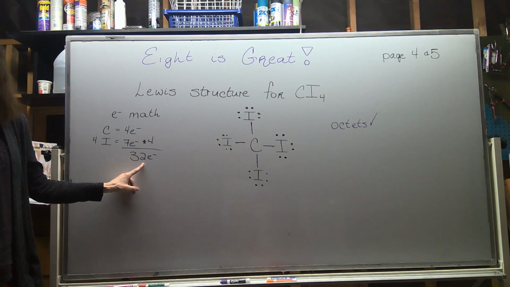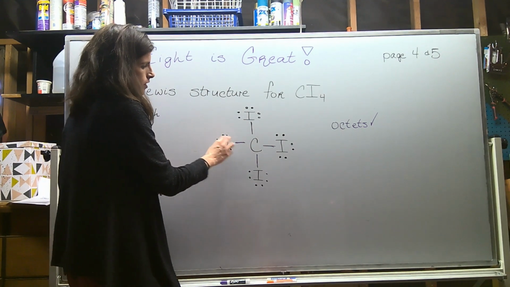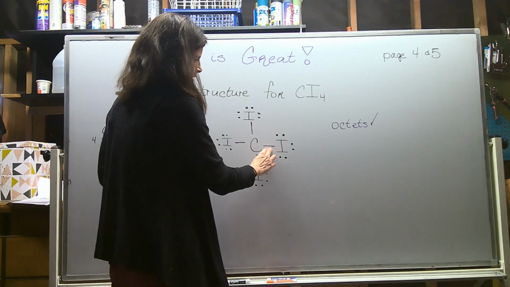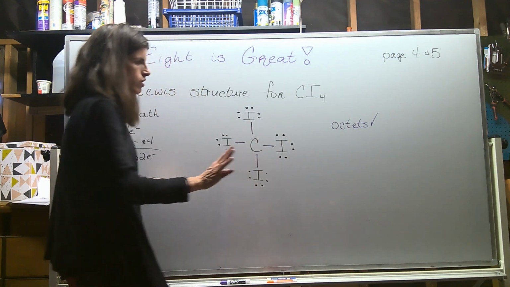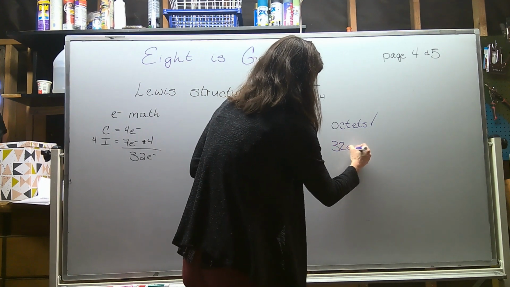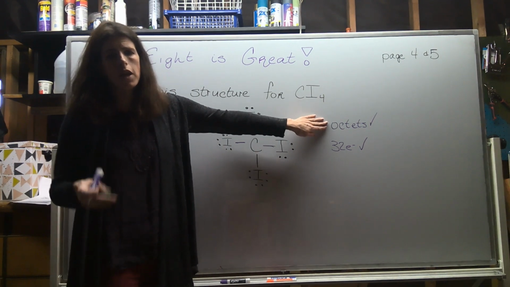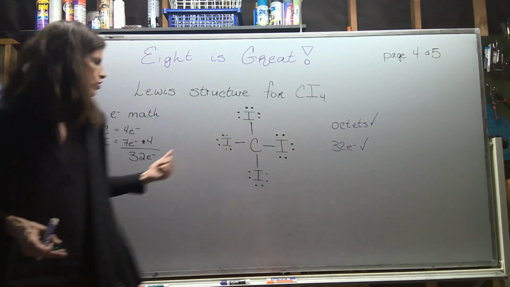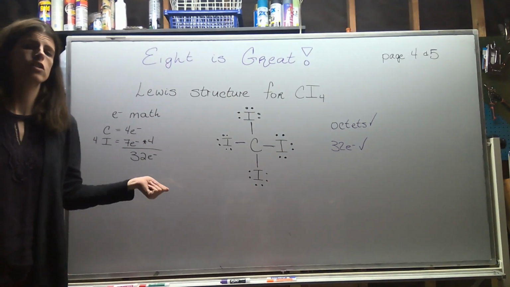That's all you can spend, and you can't use less. We can't use like 30. We got to use exactly 32. So I just go through real quick. 2, 4, 6, 8, 10, 12, 14, 16, 18, 20, 22, 24, 26, 28, 30, 32. And I'm happy about that. I accomplished my 2 goals. I satisfied all the octets, and I used the appropriate number of electrons, and that means I have a correct structure.